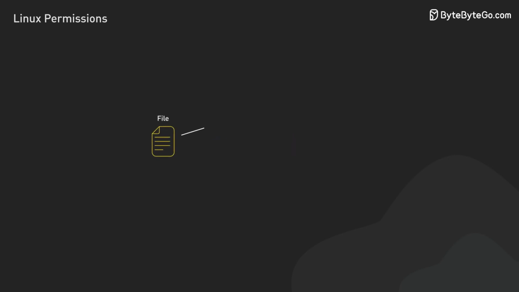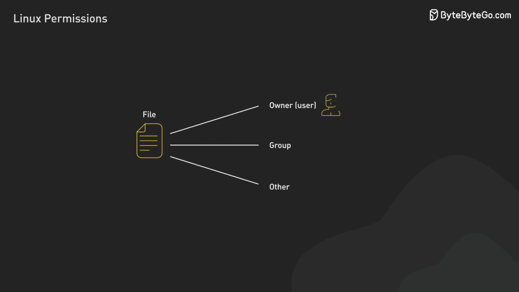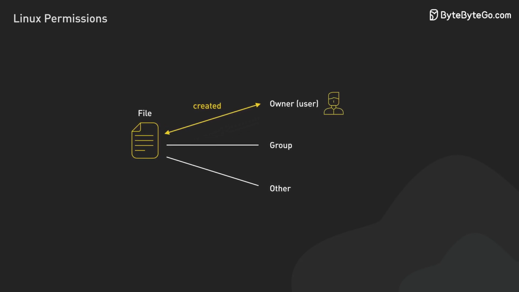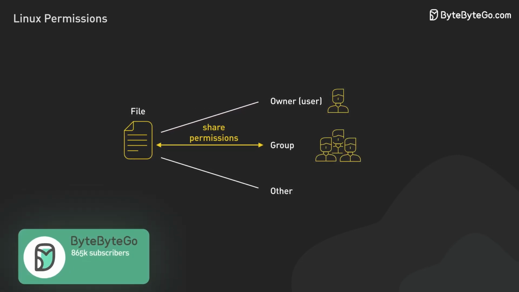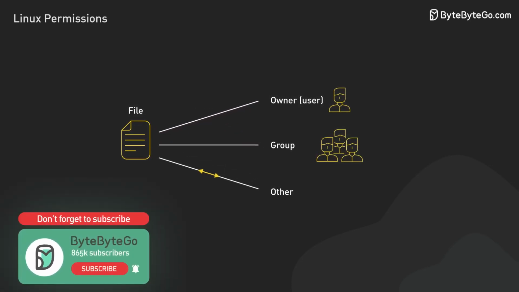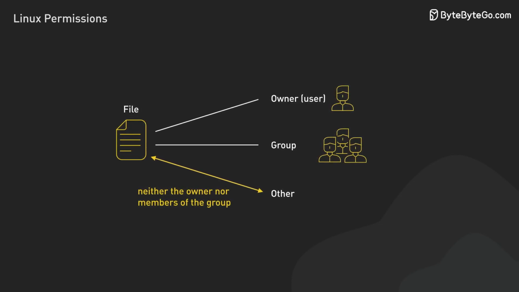In Linux, every file or directory is assigned three types of owners: the user, the group, and others. The user is the owner who created the file or directory. They have the most control over it. The group consists of users who share the same permissions to access the file or directory. Others are users who are neither the owner nor members of the group. They have the least control.